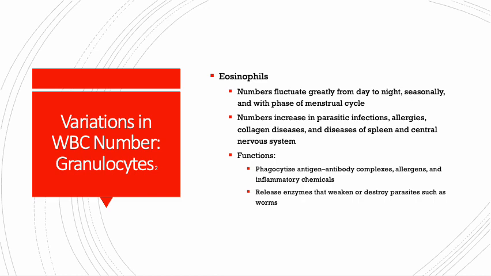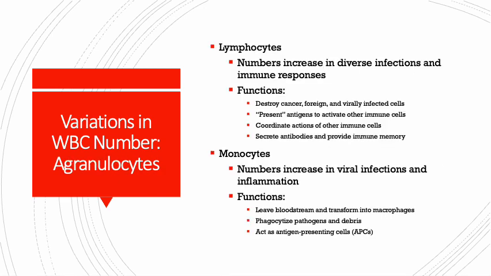They release enzymes that weaken or destroy parasites such as worms. So like tapeworms, intestinal worms, those kind of things. These are the white blood cells that attack those. So all those phils are your granulocytes, or the ones made in the bone marrow.